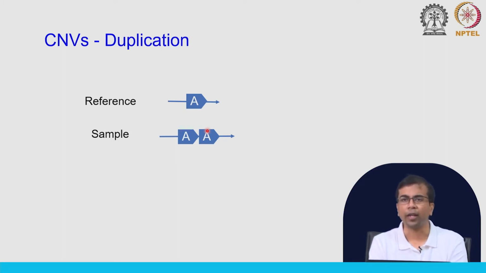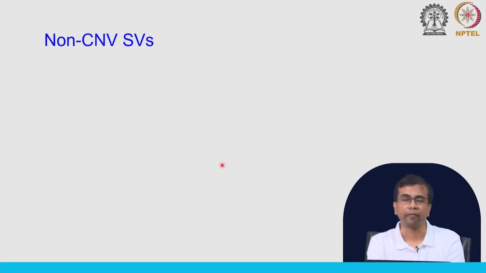So, why are we looking at these CNVs, CNAs? Because these are very important events in the genome. There are many examples of these in disease samples. We also have the non-CNV SVs. These are not copy number variants, these are other types of structural variants. Let us talk about those briefly.